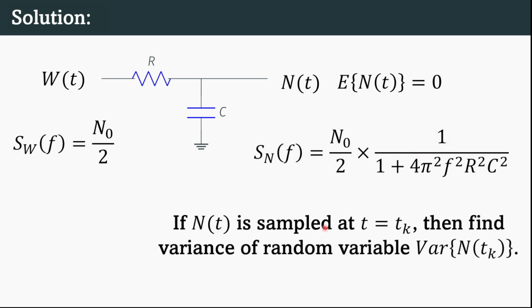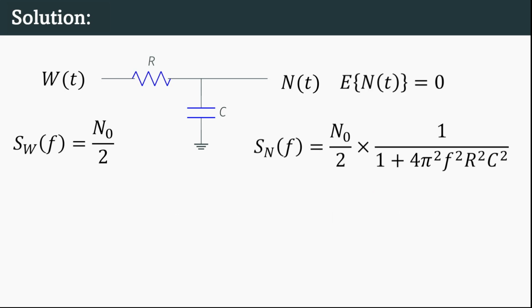Now the third question is, if you sample n of t at tk, what is the variance of the random variable n of tk? So that is what we have to evaluate. Note that if you sample a random process at any instant of time, we get a random variable, and the question is we have to find the variance of that random variable. So let us try to solve that.